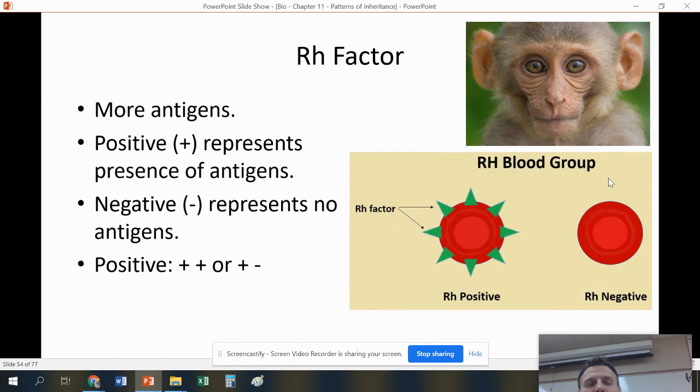All right, so lastly here for blood typing, this is the Rh factor. There are more antigens. All you need to know is the Rh factor. If you are positive, you have the antigens. If you are negative, you do not have the antigens. If you look here, we have the Rh positive blood, Rh negative blood. So positive people can be homozygous for positive or heterozygous for positive. The negative people have to be negative. So in this case, positive blood is dominant over negative blood.